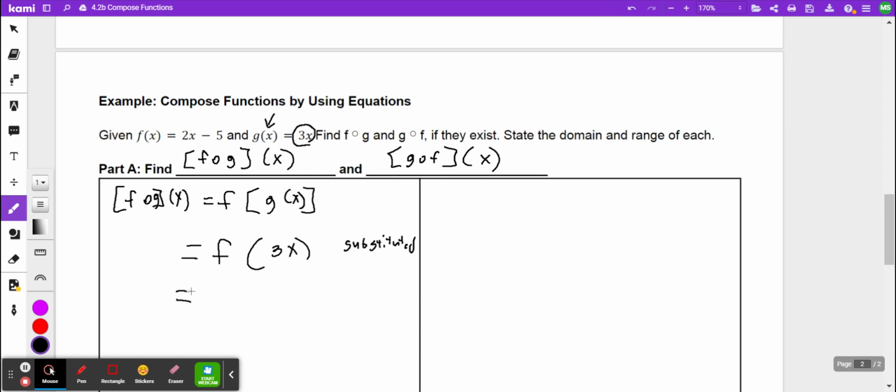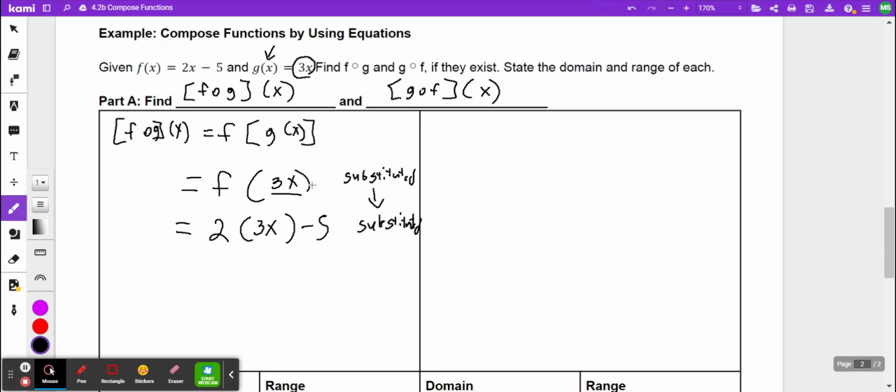Well, what is f of x? Well, if f of x is equal to 2x minus 5, then I know that 2 of x minus 5, this x being this part right here, I'm going to be throwing this 3x in right here. And what did we just do? We just substituted again. Well, now we just need to multiply and get it done. So this will equal 6x minus 5.